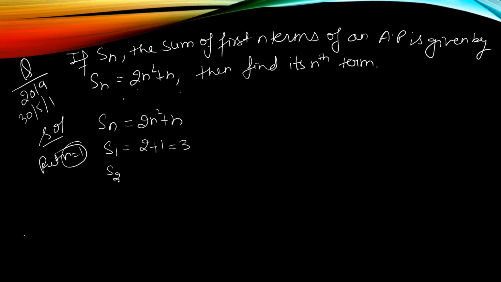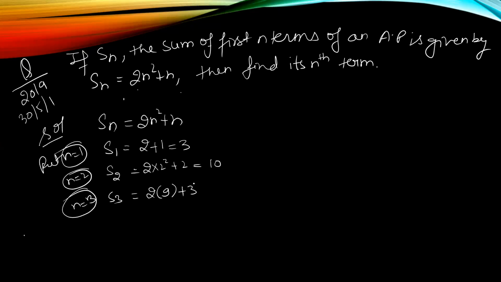What is the sum of two terms? You put n equal to 2. You will get 2 into 2 squared plus 2, which is 8 plus 2, 10. What is S3? Put n equal to 3. You will get 2 into 9 plus 3, that is 18 plus 3, 21, right?